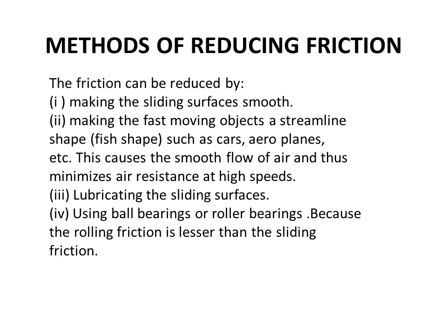Number 2, making the fast moving objects a streamlined shape, fish shapes such as cars, aeroplanes, etc. This causes the smooth flow of air and thus minimizes air resistance at high speed. Number 3, lubricating the sliding surface, using ball bearing, roller bearing, because the rolling friction is lesser than the sliding friction.